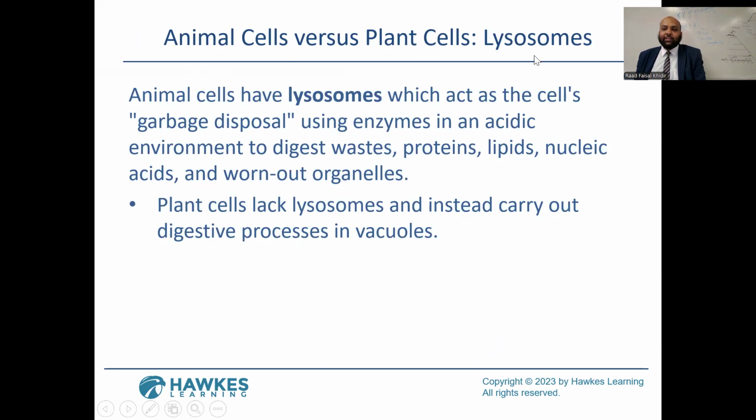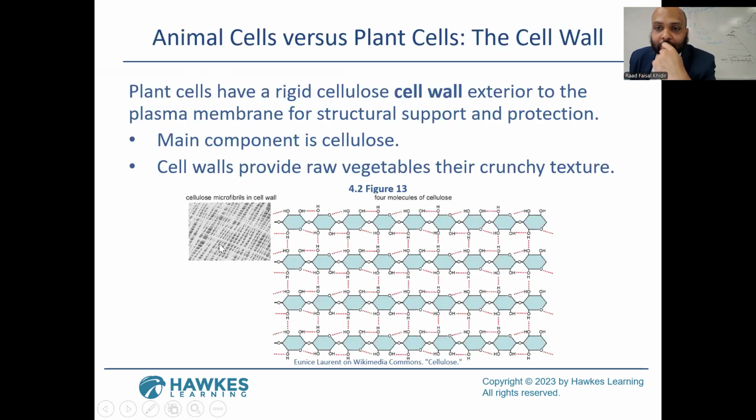Animal cells versus plant cells. So you know the lysosomes. Animal cells have lysosomes. These are for garbage disposal. They have hydrolytic, degradative enzymes. They destroy; these are like the shredders, using enzymes in an acidic environment, and they digest waste, proteins, lipids, and nucleic acids. But plant cells do not have lysosomes, and instead they carry out digestive processes in the vacuole.